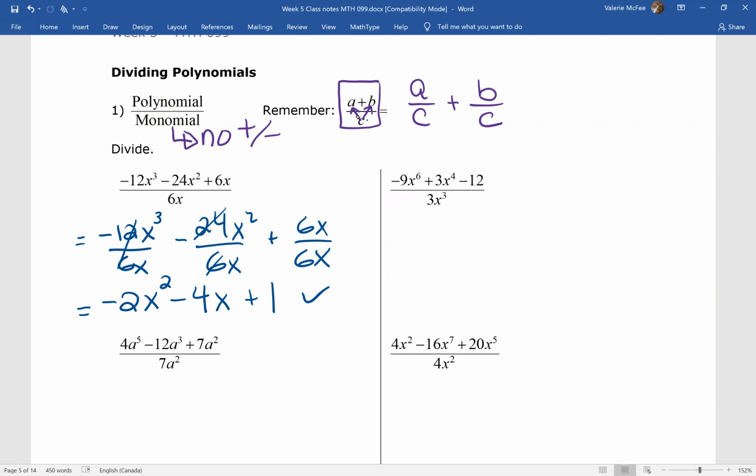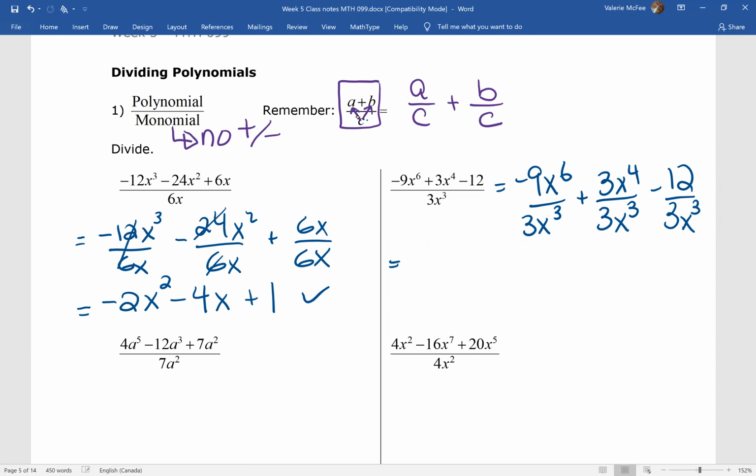Let's look at the next one. Every term in the numerator is written over the denominator. And so we can simplify this. Negative 9 divided by 3, subtract the exponents. 3 divided by 3, subtract the exponents. I don't need those ones. We can just say that this is x.